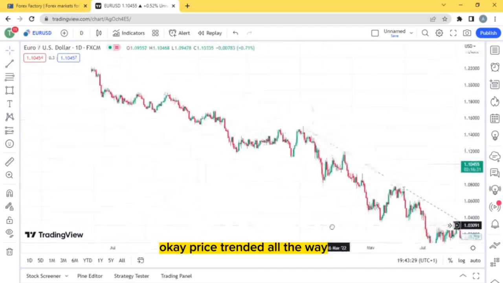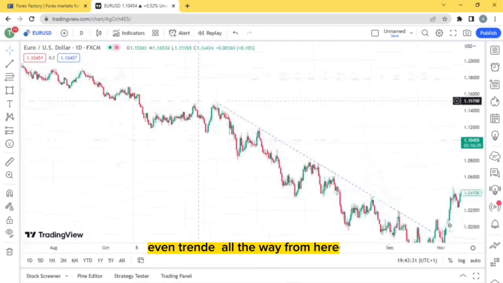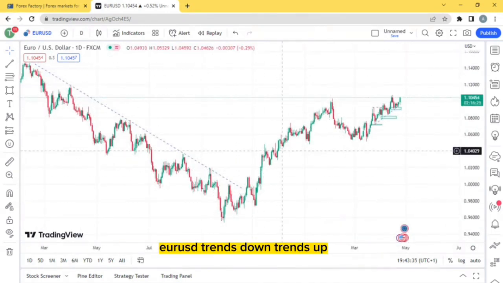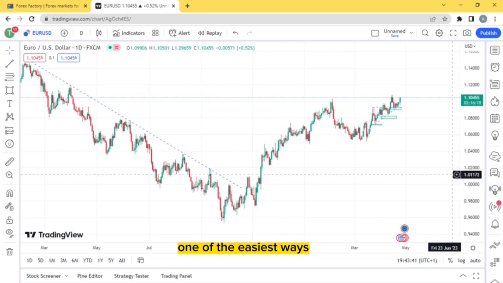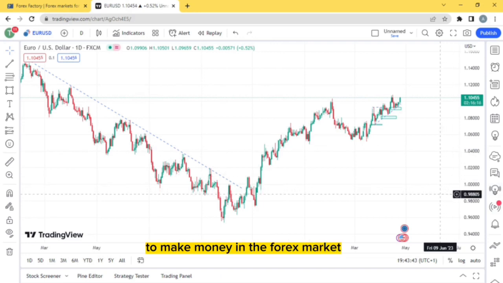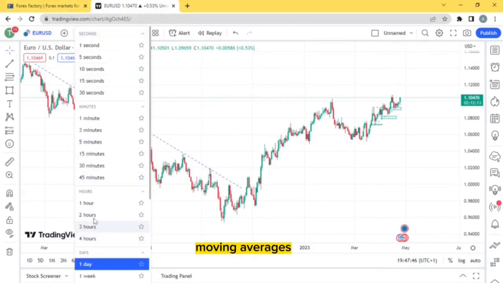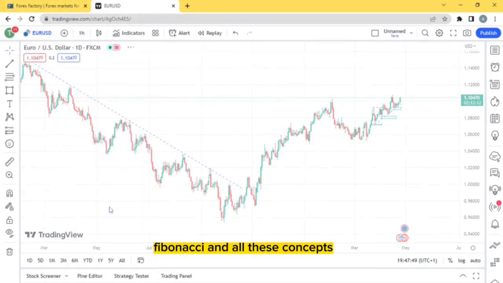Okay, price trended all the way, even trended all the way from here. Now price looks to be trending to the upside. So just know that EURUSD trends down, trends up. Look for an impulsive move and jump and kill those trends. One of the easiest ways to make money in the forex market when it comes to the currency pair called the Euro US dollar. Spoken about order flows, order blocks, trend lines, moving averages, Fibonacci, and all these concepts.